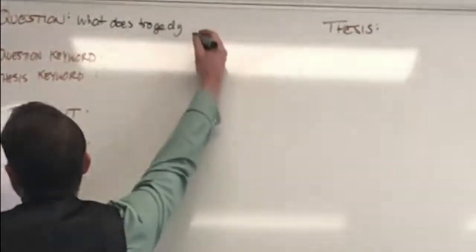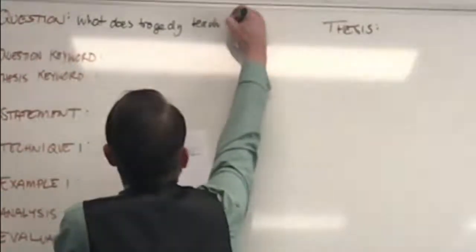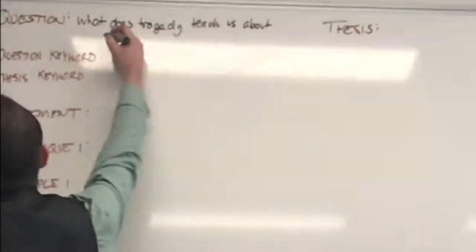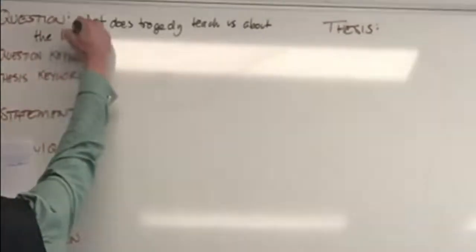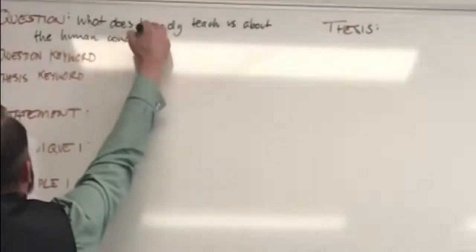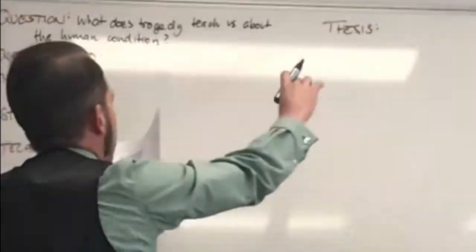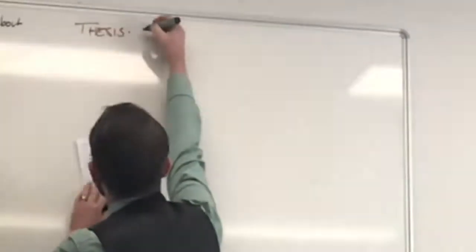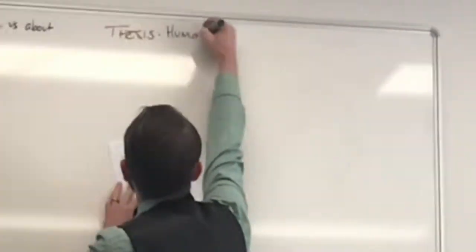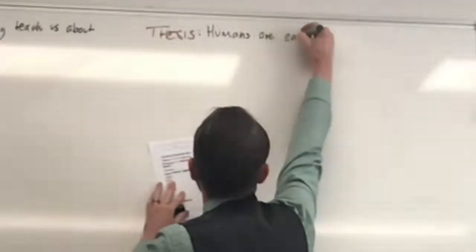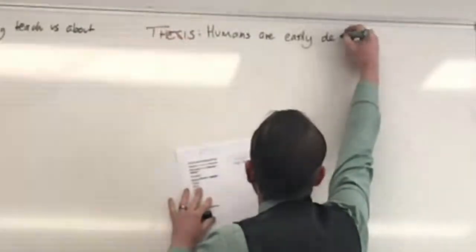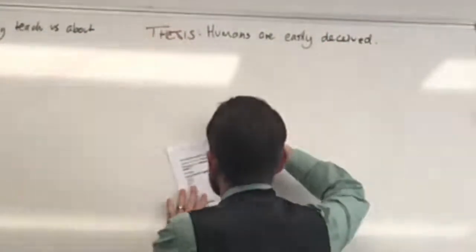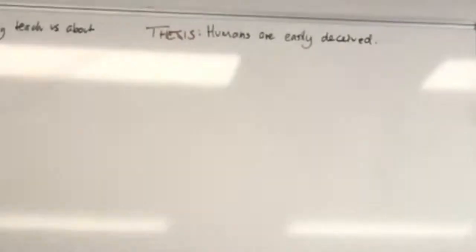What does tragedy teach us about the human condition? Now I know from basically doing my work in class, I've come up with my own thesis, and my thesis is going to be humans are easily deceived. Alright, nice and simple, but it applies, it's pretty clear if you know the play that that's one of the ideas that we can draw from the text.